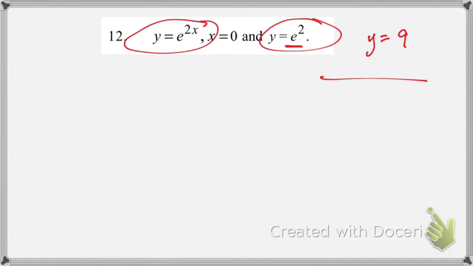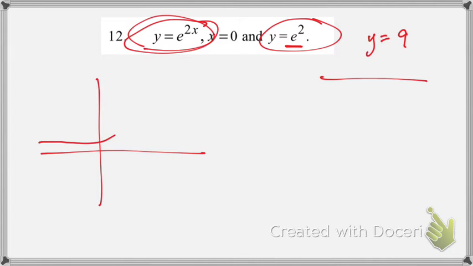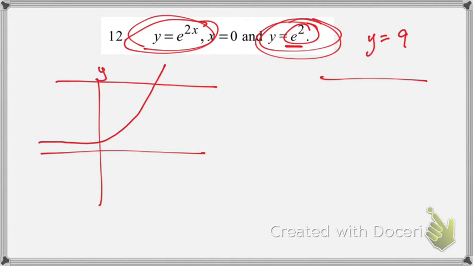This one has a variable. So this is exponential growth. It goes like this, okay? But this is just a straight line at approximately 9 or whatever. It's the line y equals e squared, okay? That's your graph.